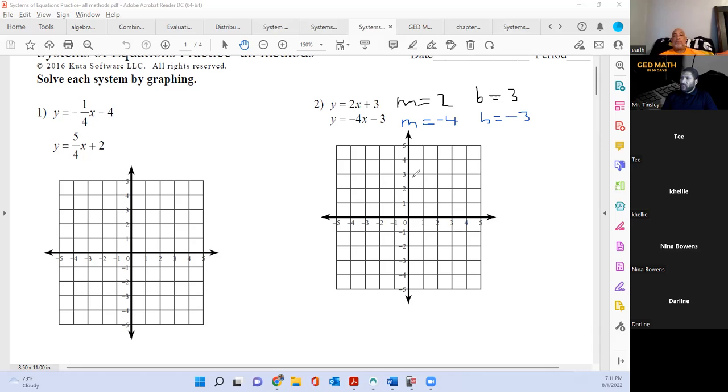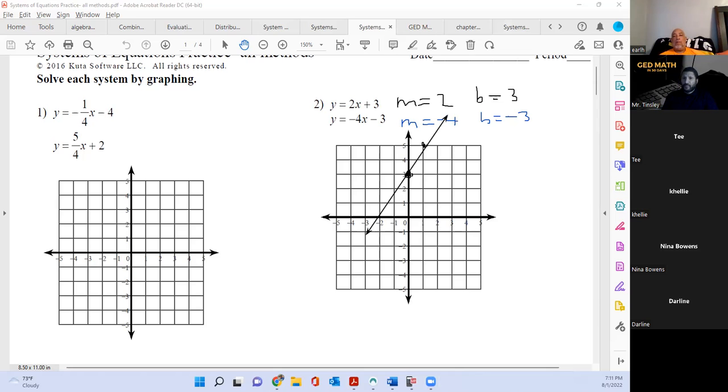My y-intercept is 3, so I'm going to go right here. My slope is 2, so I'm going to go up 2 over 1. And that would be my line for the first graph. This is how fast you should be able to graph a line in slope-intercept form.